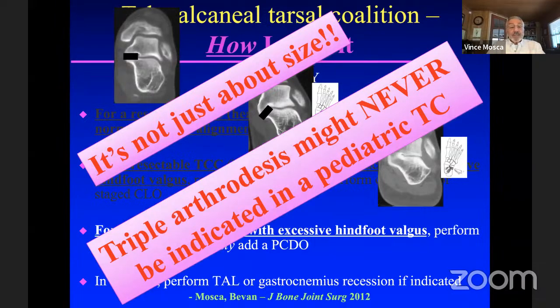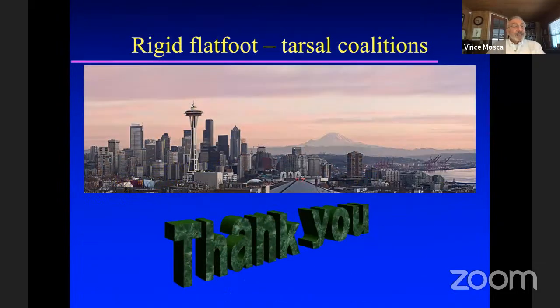And I believe triple arthrodesis is never indicated in pediatric tarsal coalitions because they never have arthritis yet in the hindfoot or ankle joint. So that's the message. A lot of information. The two coalitions are both common, perhaps equally common. Understanding them is important. Understanding the non-operative management to start with, and then if we get to surgery, the algorithmic approach to surgery. So thank you for your attention.